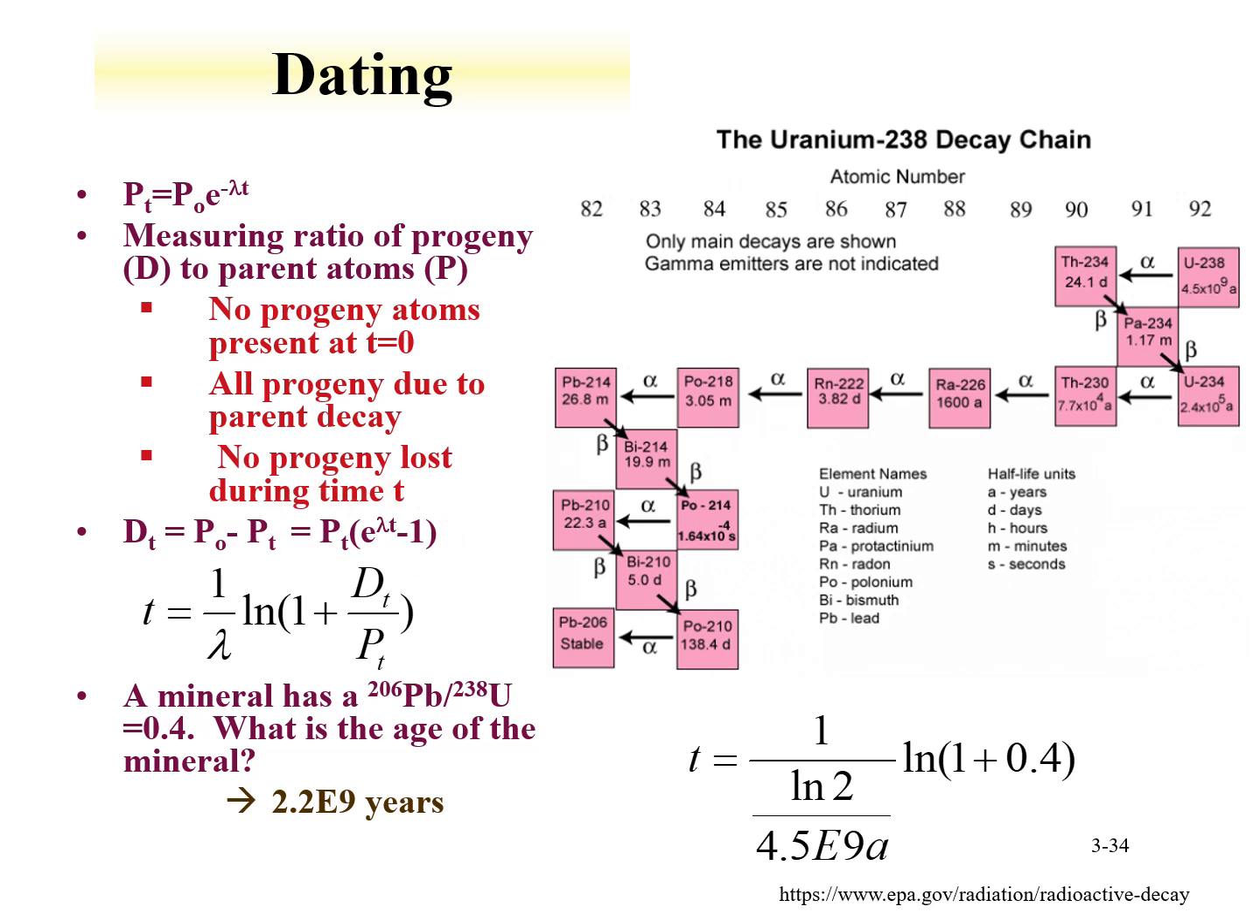And then solving for t, we rearrange this equation to what is shown here, where t, the age of the sample, is equal to 1 over the decay constant times the log of the sum of 1 plus the ratio of the progeny atoms to the parent atoms.